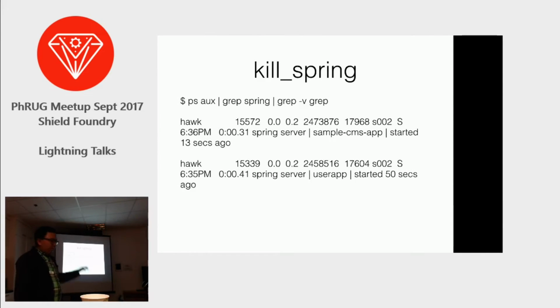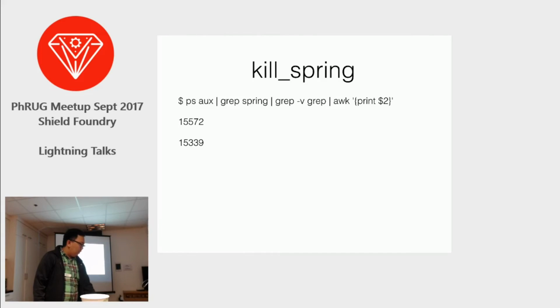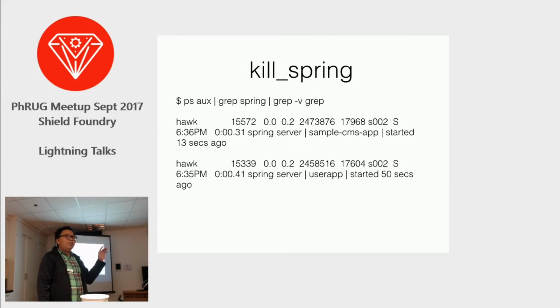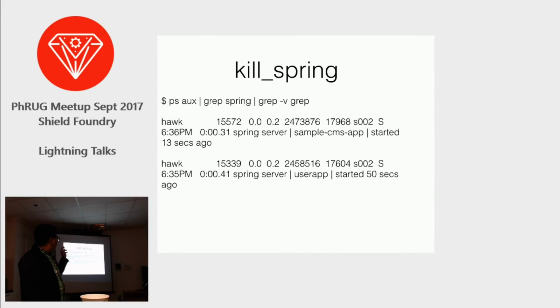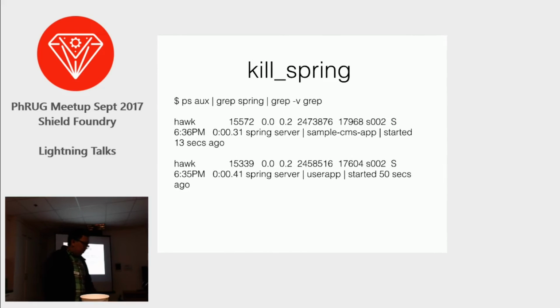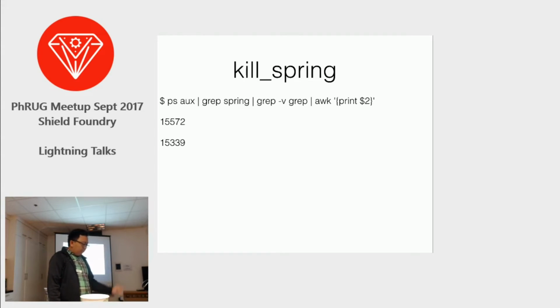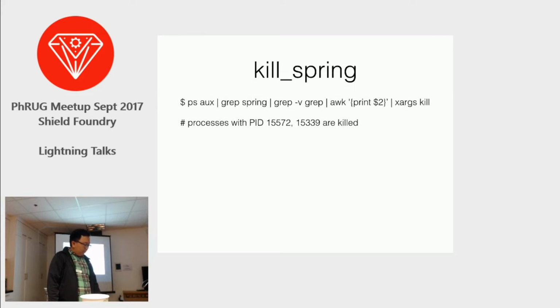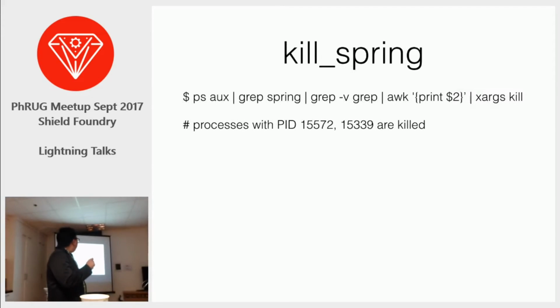So it'll filter it out, and then after that, what's this awk? It's just filtering the second column of each line. So in this case, you have 15572 and 15339. These are process IDs of the Spring processes that we want to kill. So you filter them out, and then you kill them with xargs kill. Basically, if I had to use the kill command directly, I would say kill 15572 15339. So that's it. That's how you kill Spring.